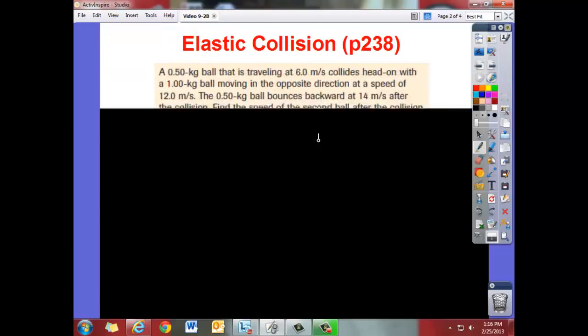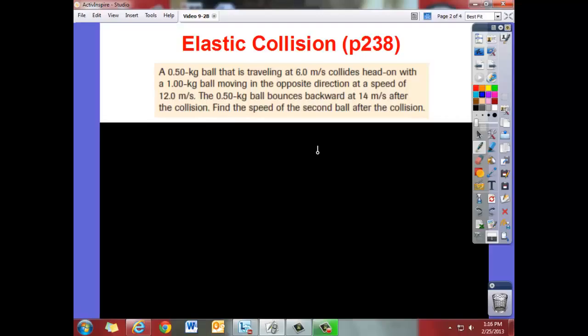So we're going to look at one of each of the three different types of collisions that we talked about in last night's video. We're going to start out with an elastic collision. So we have two objects that are traveling towards each other that will bounce away from each other after the collision. I know that it is elastic when the objects separate after the collision.